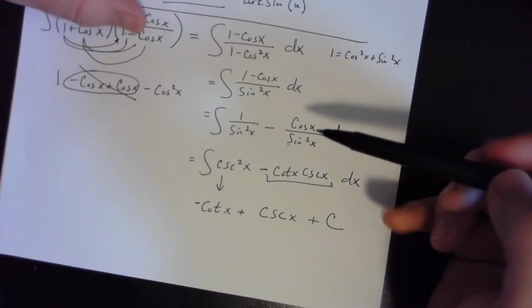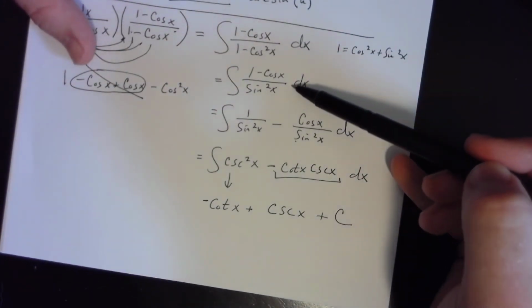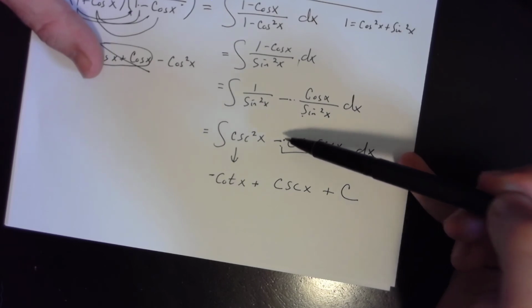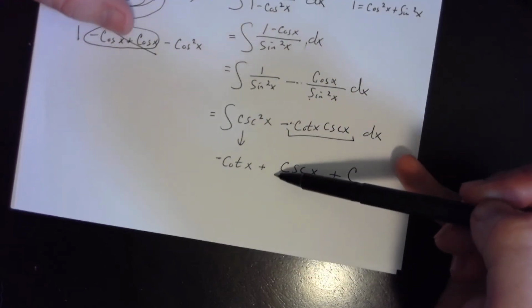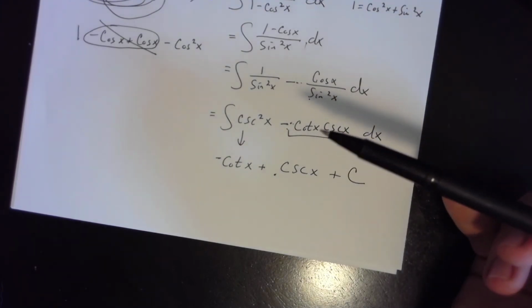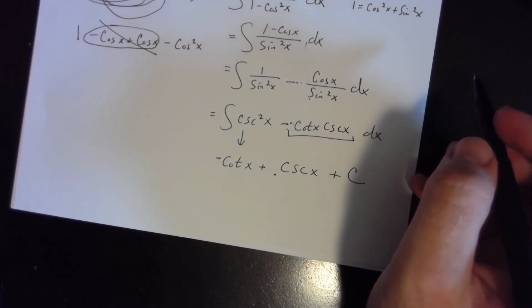Starting from up here, it was multiply by the conjugate. Here is algebra. Here is trig identities. And then from here to here is remembering your basic derivatives from Calc 1. So if you struggle with your derivatives from Calc 1, it's a good idea to make some flashcards for yourself and go through those and review them.